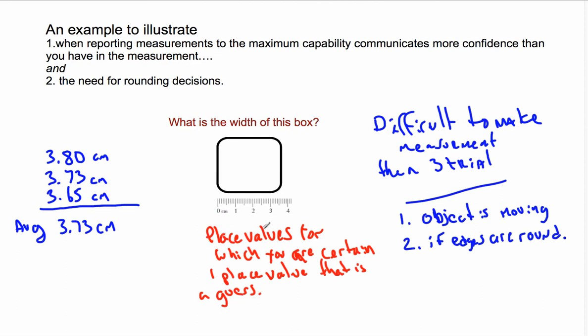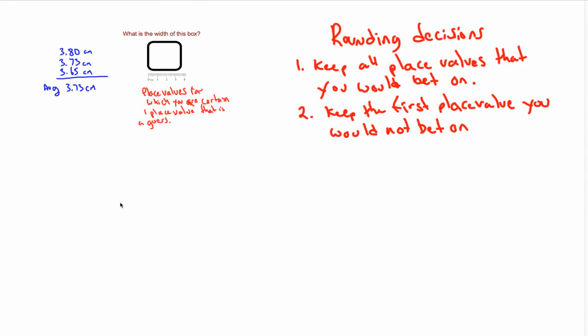But again, what if our measurements are such that the maximum capability communicates too much confidence? So that's the case here. And so we're going to apply our rules of rounding decisions. Okay, so our rounding decision rules look like this. Keep all the place values that you would bet on, but keep the first place value that you would not bet on. That's consistent with our other rule of measuring, the maximum capability rule, which is that you are certain to the smallest line and then can guess one place beyond that. Again, certainty and then one guess.